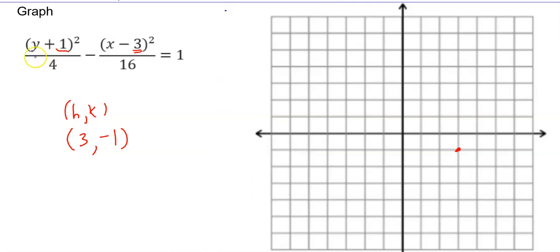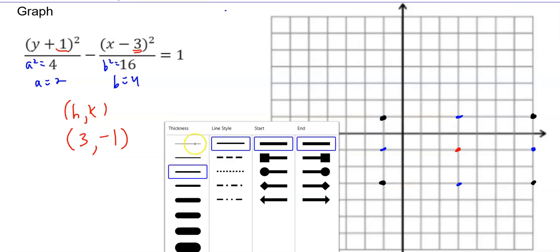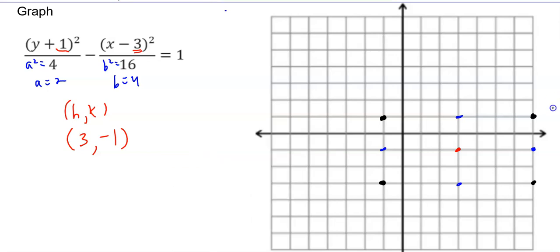Underneath, this is always my a squared for a hyperbola. So a is equal to 2. This is my b squared. Remember, a squared doesn't have to be bigger, so b is 4. So underneath x, I'm going 4 to the left and right. 1, 2, 3, 4. 1, 2, 3, 4. Underneath y, I'm going 2 up and 2 down. And then I like to make the dot box there, so you put in the corners of the box. And then you want to draw in the asymptotes there.